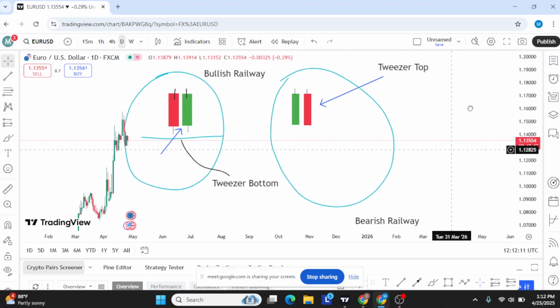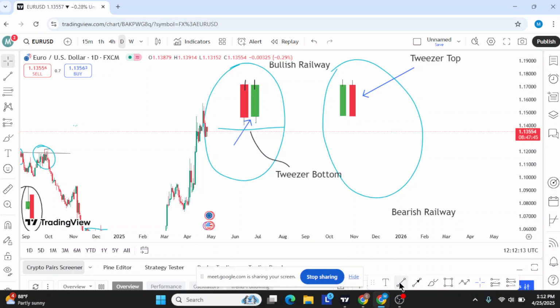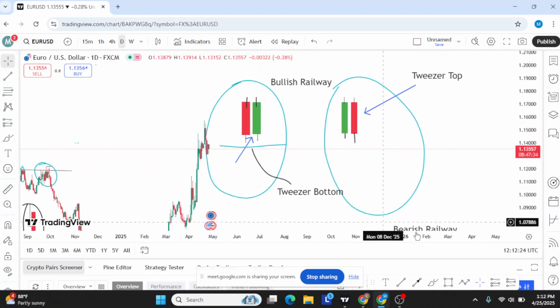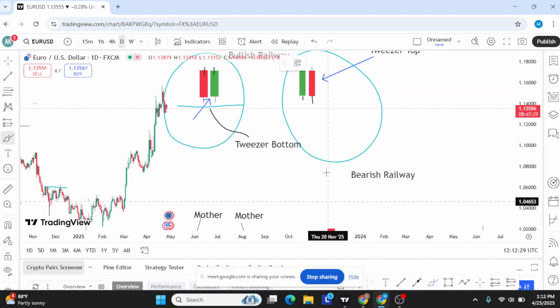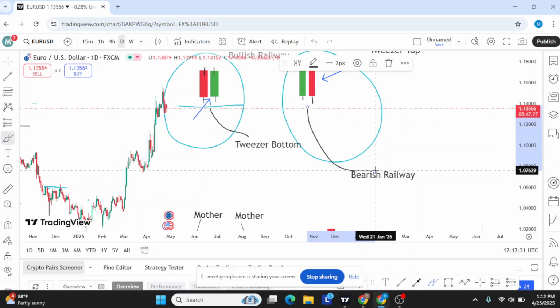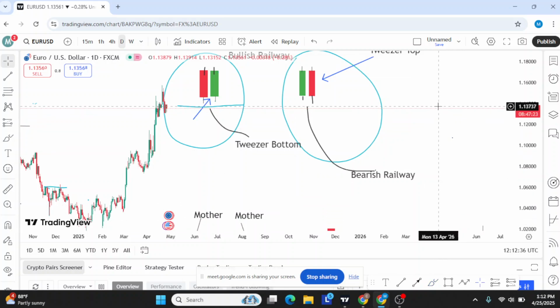So we can only consider it a bearish railway if we see wicks at the opposite ends of each candle. So with these wicks we are seeing now, it is obvious that we can say this kind of candlestick pattern is a bearish railway. You can see, we can say this is a bearish railway because it has wicks at the opposite ends of the candlestick we are seeing here.